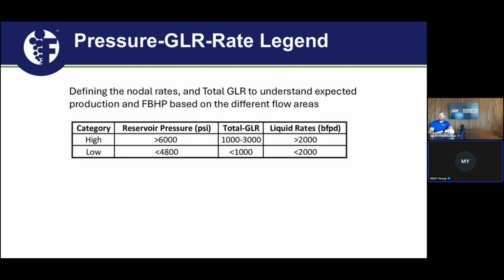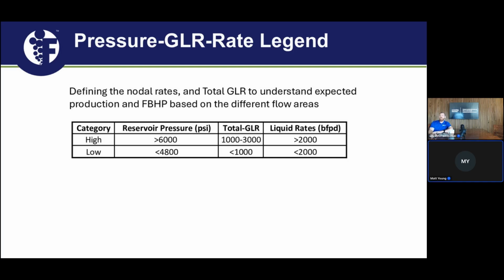Some of the things I wanted to reference, we'll see these notations when we look at our different flow types and well examples, such as high or low reservoir pressure, high or low TGLR, 1,001 plus or less than 1,001, and then high to low liquid rates, greater than 2,000 barrels per day and less than 2,000 barrels per day. A couple of key notes to look at. I might jump back to the slide as we go through that. These are the big takeaways, really good lessons learned from this project.